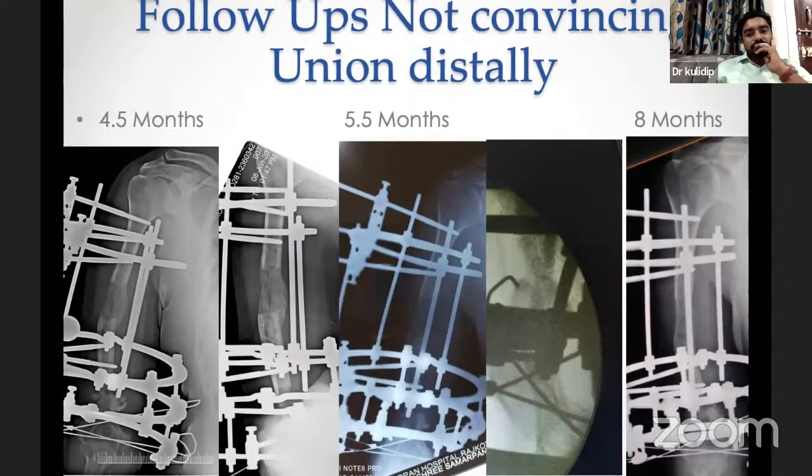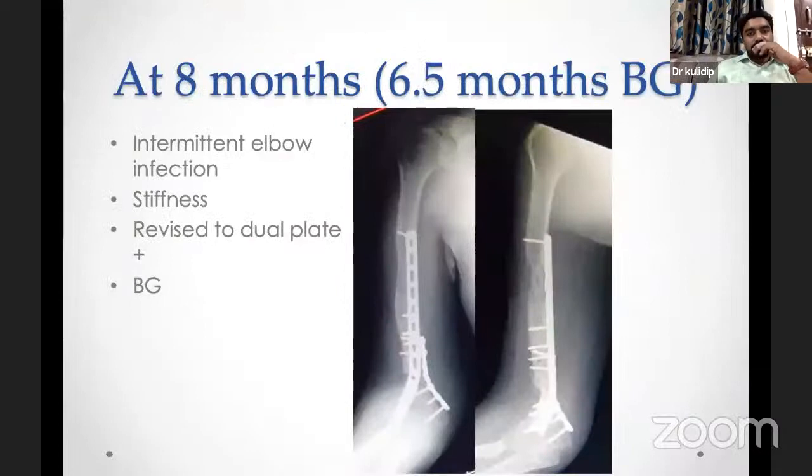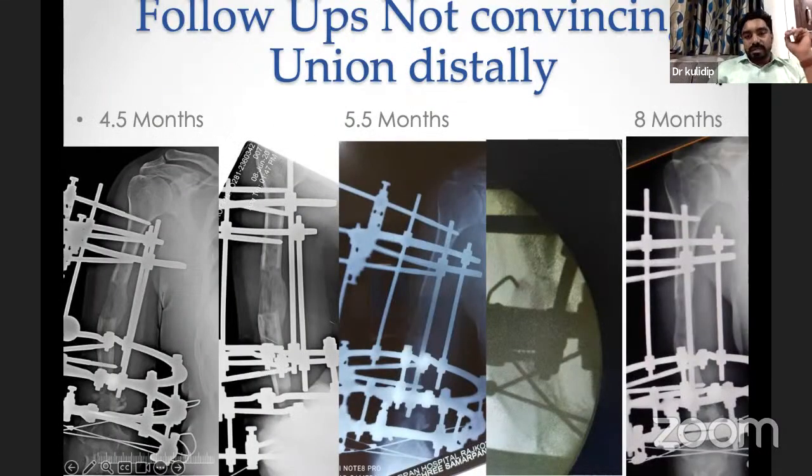But at 4.5 to 5.5 months, because of the proximity of the rings, I had to take special views, and it was not showing union. Also the patient was starting pin loosening, with pin site infection more at the elbow, stiffness, and losing his previous range of motion. The regenerate was around 75 to 80% consolidated. So I thought, let us remove it all, put in a plate, and regraft the non-union site.